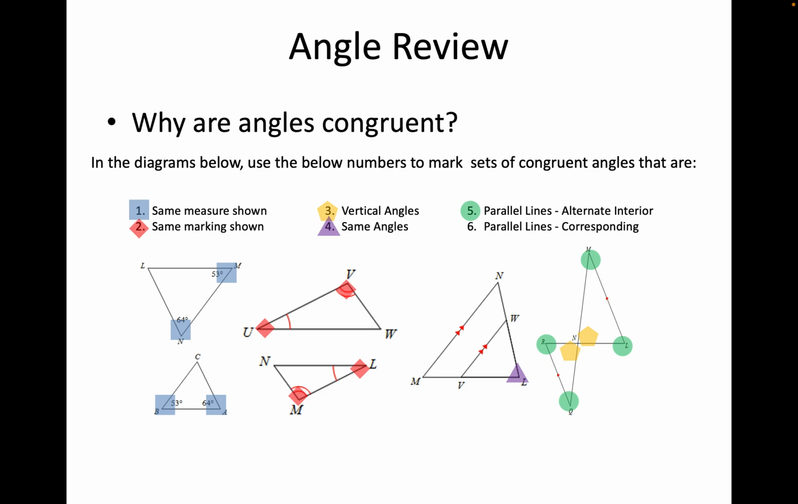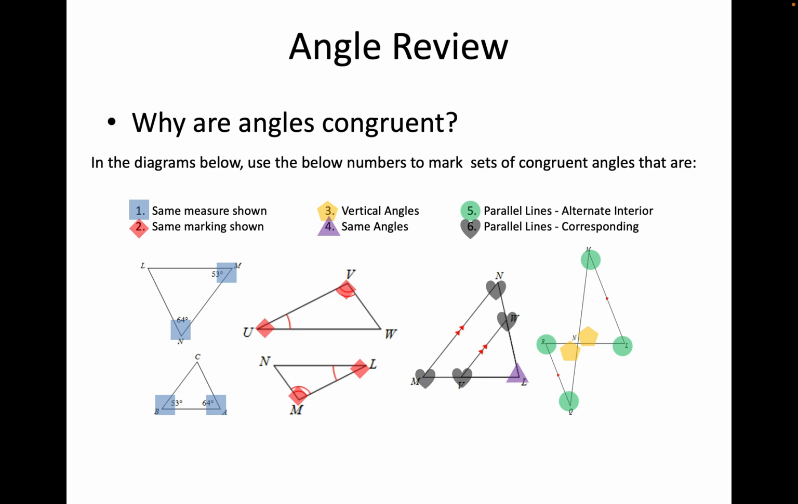And then finally, if we have parallel lines, we can have corresponding angles. So for example, we see that in the third set of triangles over there, line MN and line VW are parallel, and therefore angle N and angle VWL are congruent because they are corresponding. For the exact same reason, angle M and angle WVL are also congruent because they are corresponding angles.